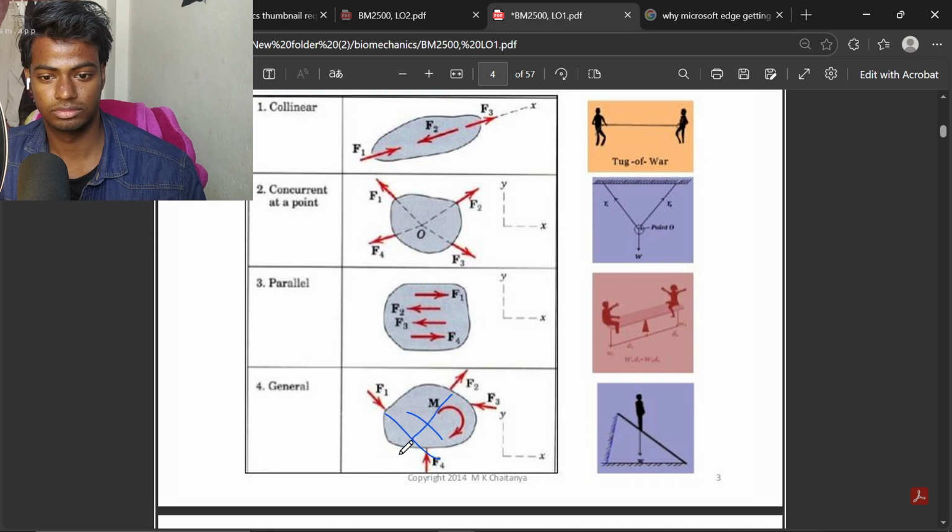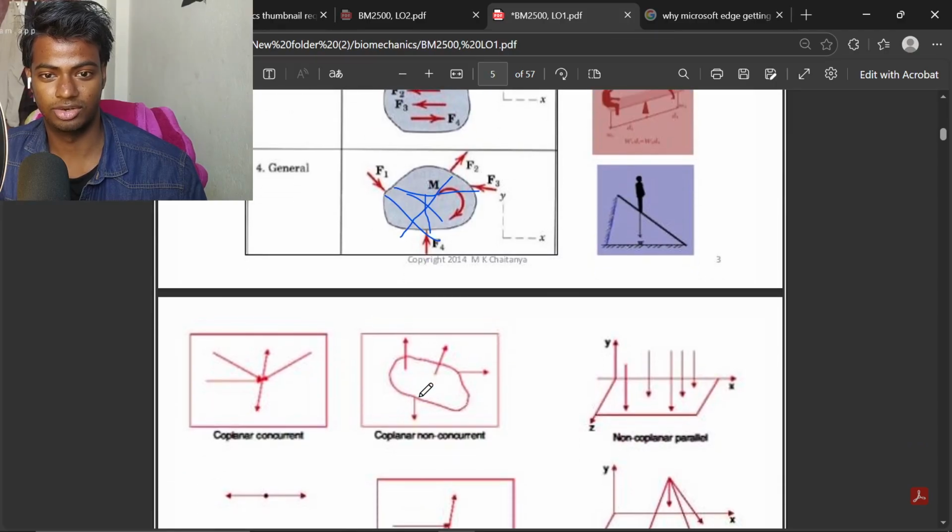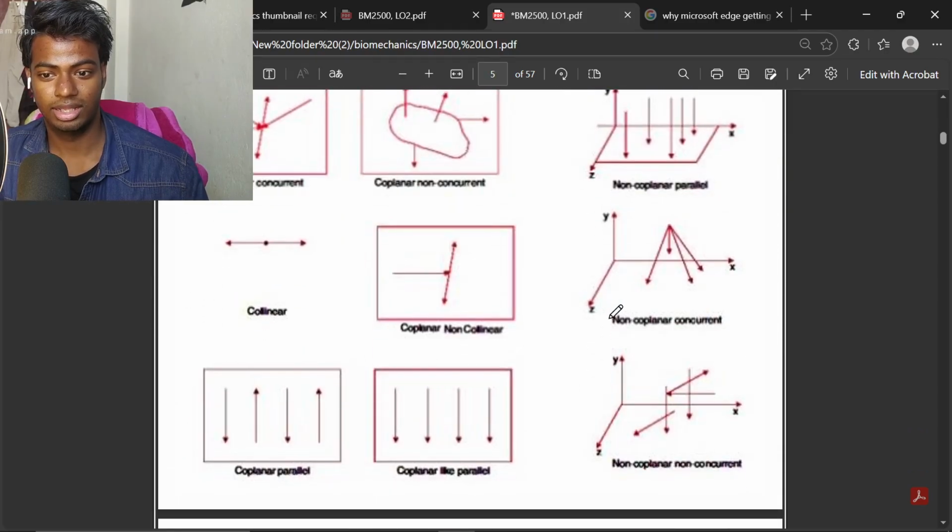If you extend these, none of them come at a single point, and that's why they are non-concurrent. Another interesting thing is that there can be multiple concurrent forces that don't have to be coplanar like this. Can you visualize it?